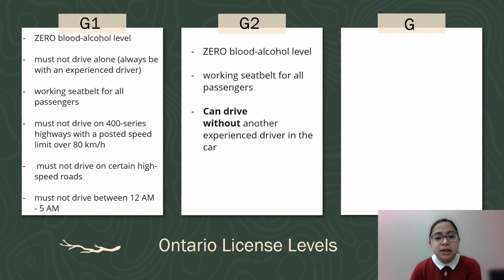If you are a G2 driver's license holder, you should still have a zero blood alcohol level. You should have a working seatbelt for all passengers, but you can already drive without another experienced driver in the car. So there's not much of a difference between a G2 license holder and a G license holder. But you will still want to proceed to the G license, because if you don't get your G license within 5 years of getting your G1, then you have to take the test all over again, starting from G1.